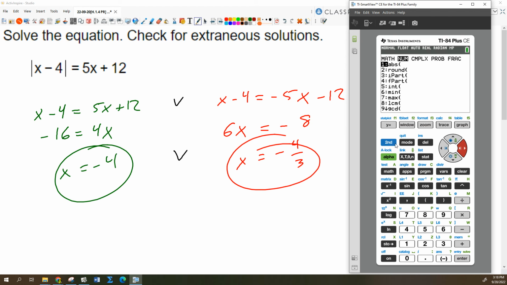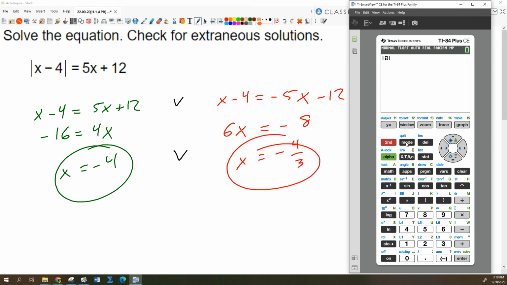So again, how did we get there? We go math screen, scoot to number menu, and either type a 1 or enter because it's already on the 1, and I get absolute value bars. Okay, that's one method to do it.